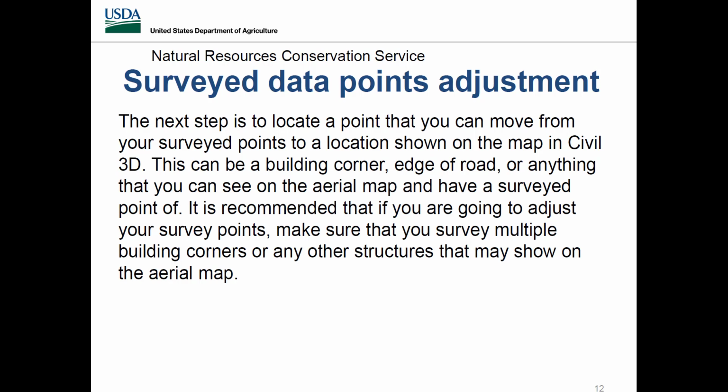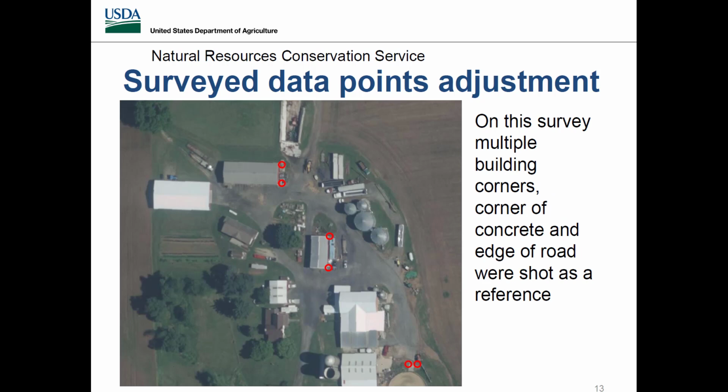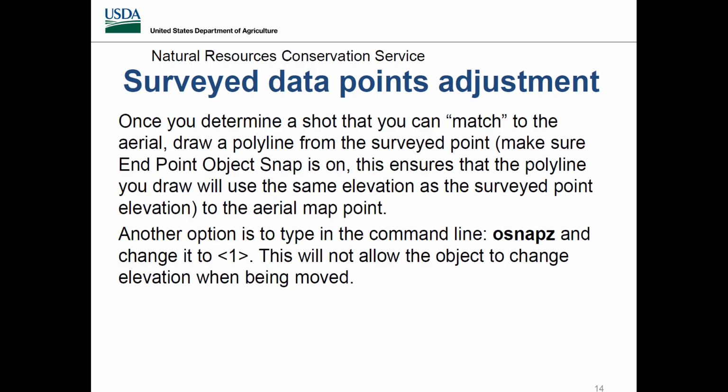So if you go out to an open field that has nothing out there, it's going to be very difficult to move those points, to have that map adjusted behind it. You can use edge of woods and things like that, but it's just not going to be as accurate if you had a building corner or edge of road or something of that nature, something more permanent. So in this example, there's some buildings, there's some edge of roads, and some corner concrete shots that were taken from the original survey that can be adjusted so we can move our points to those locations.